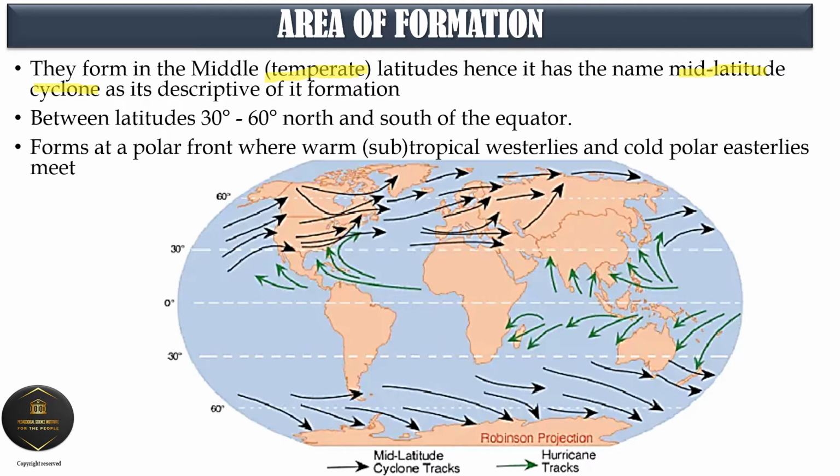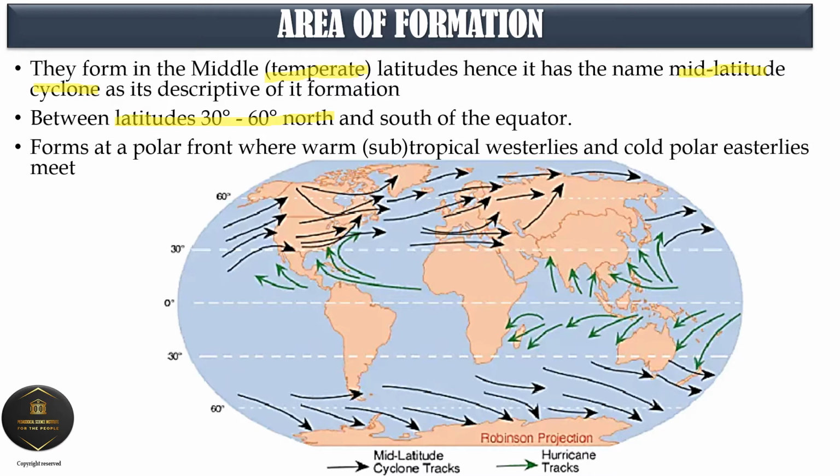Now, where do they form? Remember, I had addressed that already. They form in the latitudes 30 to 60 degrees, both north and south. They form 30 to 60 degrees both north and south of the equator.